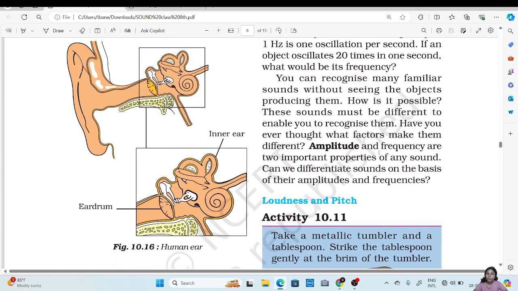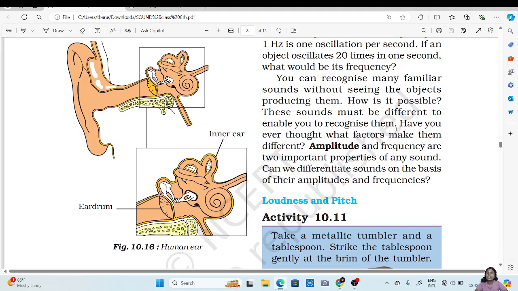Now, you can recognize many familiar sounds without seeing the objects producing them. How is it possible? Say I'm sitting here and I can currently hear maybe the sound of the fan. I'm not even looking at the fan, but I know that is the sound of that fan. So how is that possible? These sounds must be different to enable you to recognize them.